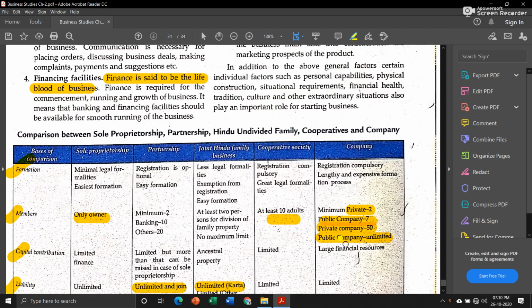Now this was your chapter 2. I hope you understood, and it is a lengthy chapter, but it is important. Okay, so thank you.